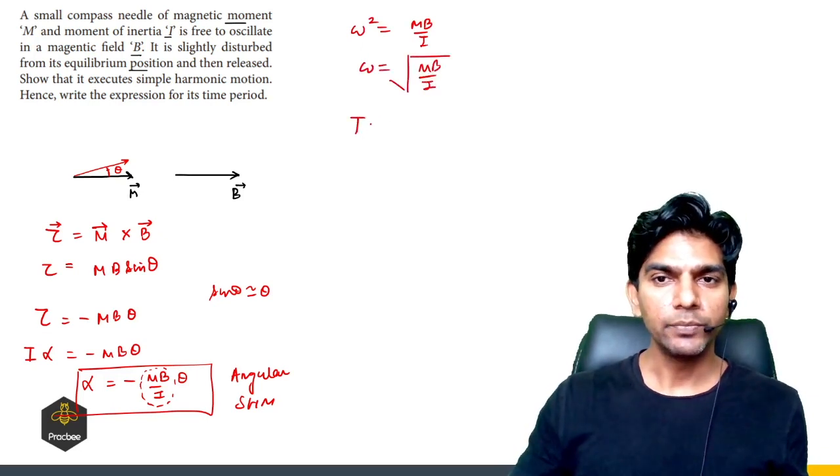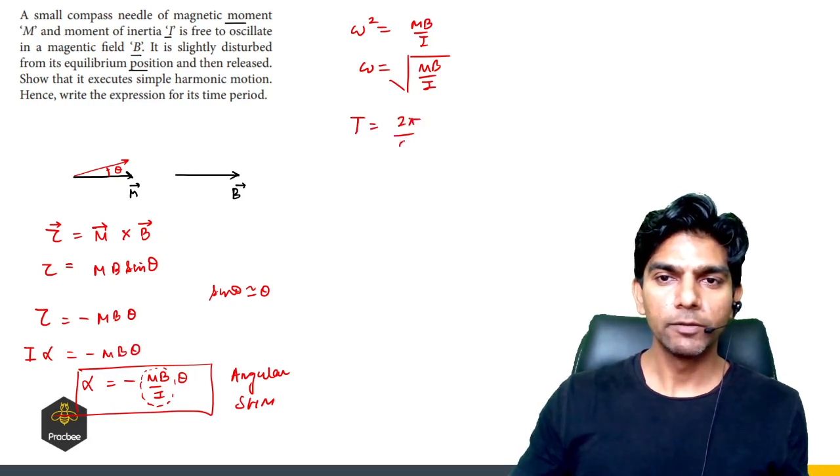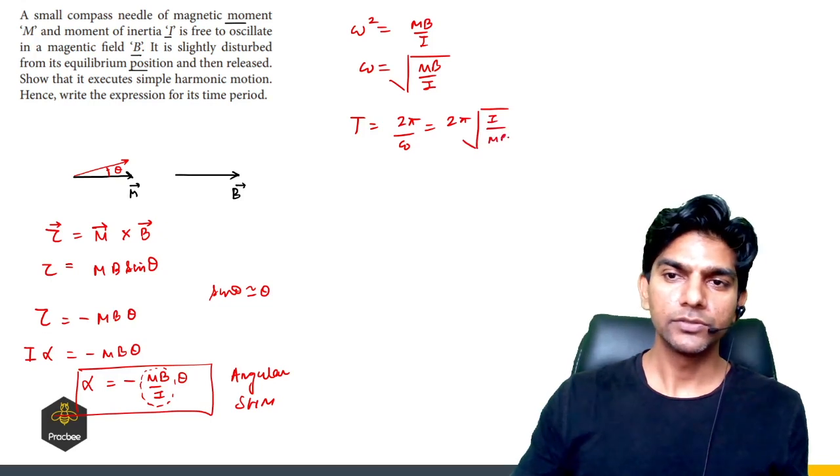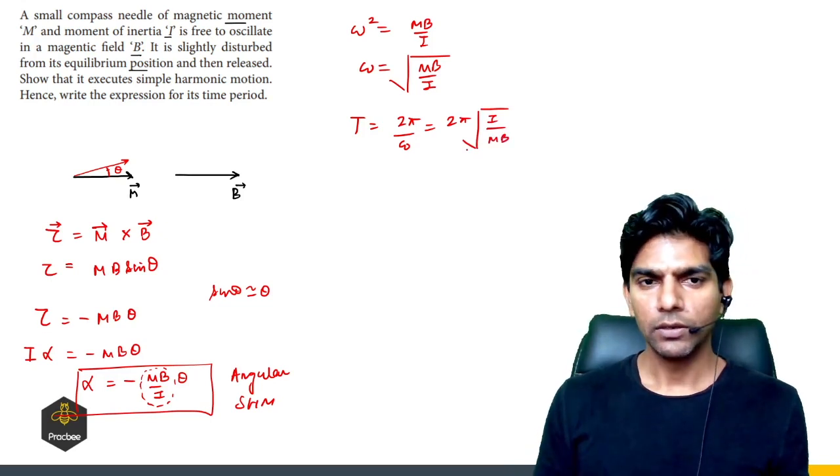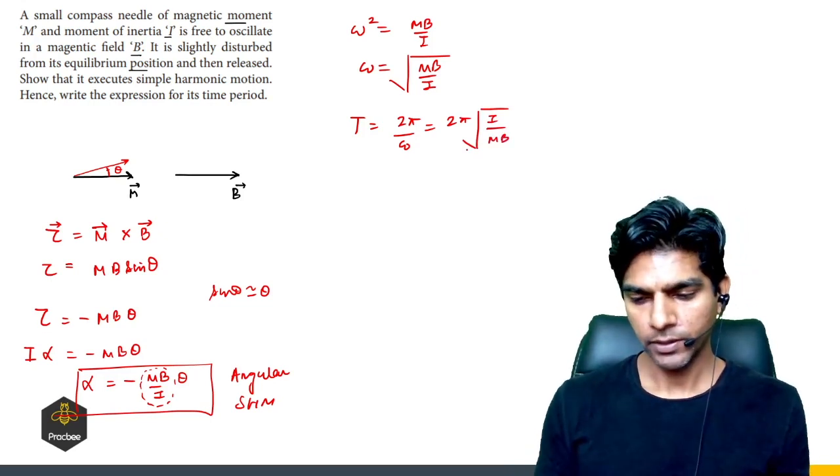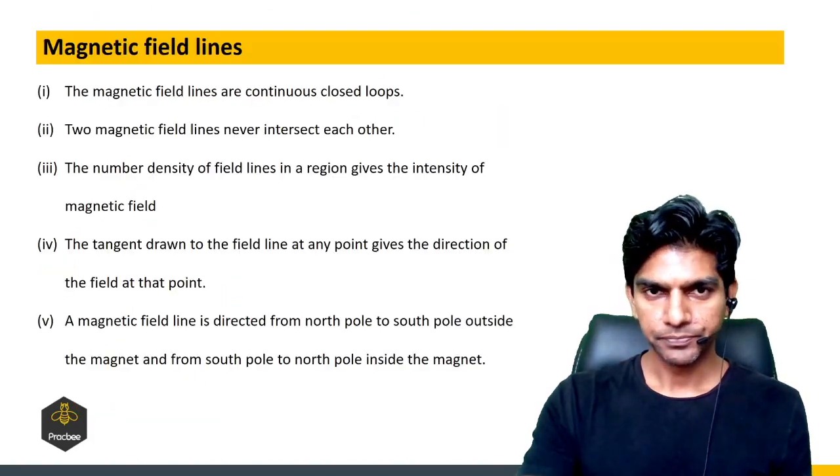And we know that the time period of oscillation is 2 pi by omega. So this will be 2 pi times root of I upon mB. So that is the formula that you have to remember. And this derivation is also important, right? So it can be asked in your exam.